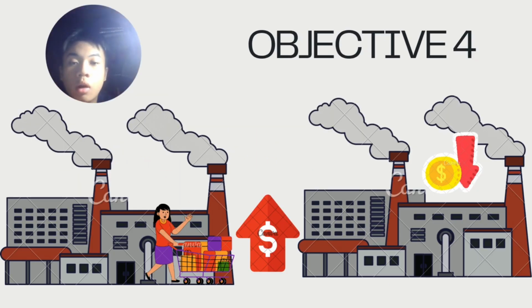So, welcome to Objective 4 in Chapter 11. In this objective, it talks about how companies initiate and respond to price changes. Sometimes firms raise or lower their prices because of changing costs, demand, or even competition.